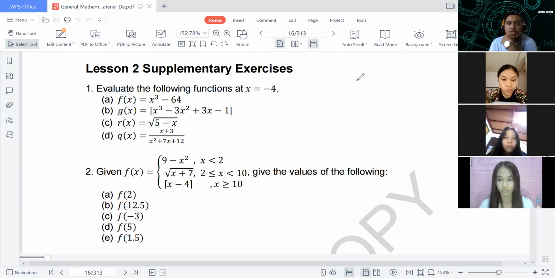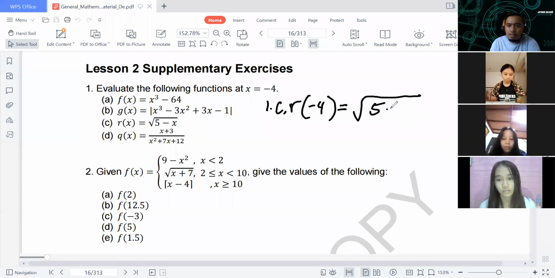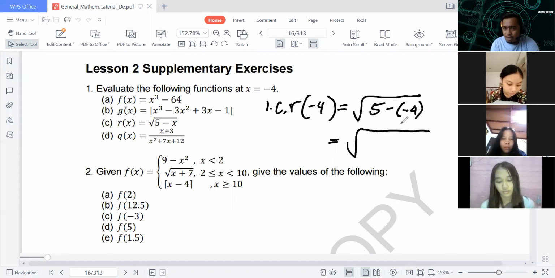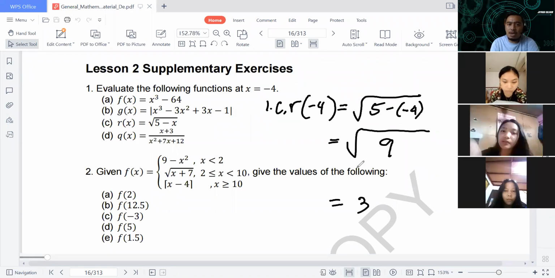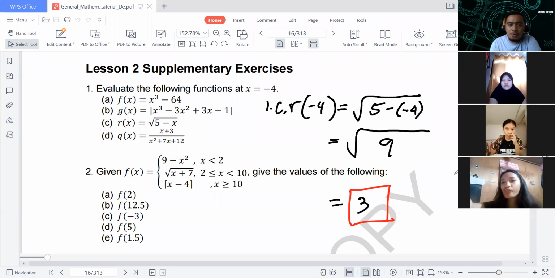Okay. The next is letter C. In the letter C, oops, let me change it to black. In the letter C, 1C, your function is given by r of x. But again, the input is -4. And your r of x is just the square root of 5 minus x. But this time, the input x is -4. So it will be now square root of 5 minus the -4. If you simplify it further, the negative of the negative becomes positive. So it will be 5 plus 4, and that is just 9. And the square root of 9 is 3. And that is now the answer for letter C. Clear? So that is the answer for 1C.